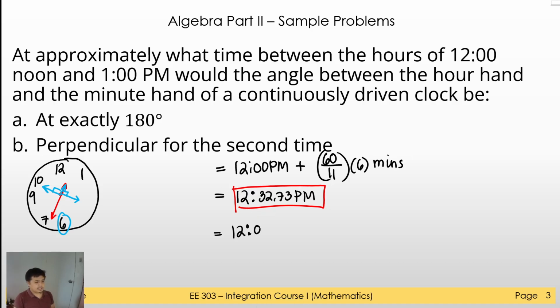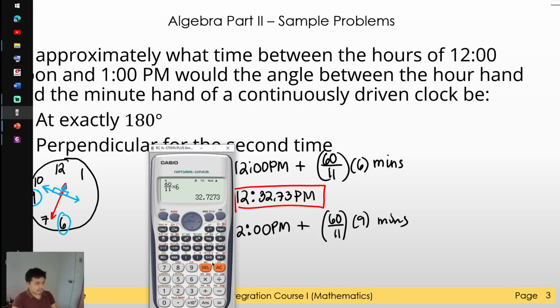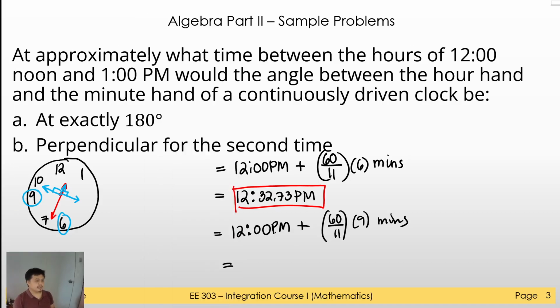Again, we can do this by utilizing the constant 60 over 11. We should multiply this by 9. So we will get an answer here, that is 60 over 11 times 9. So the answer should be 12:49 p.m. That's it. It is that easy.